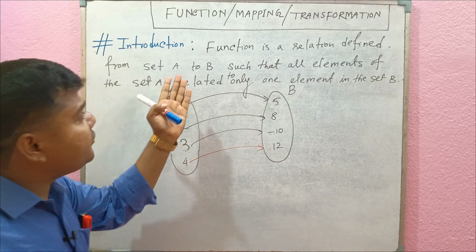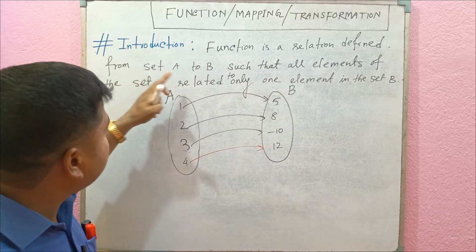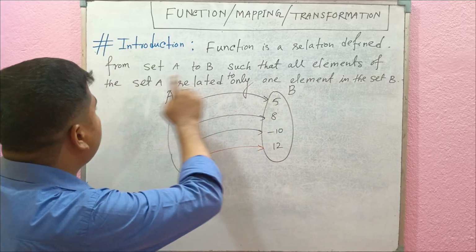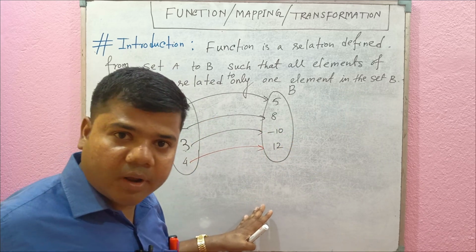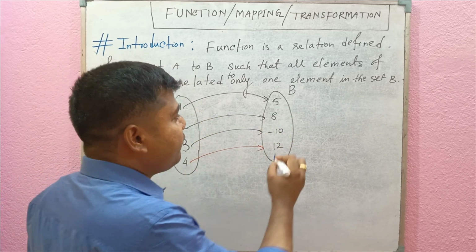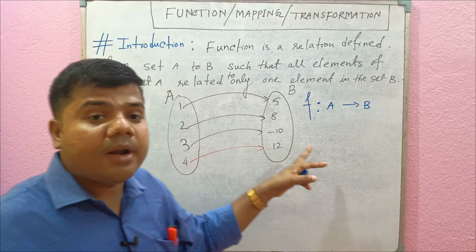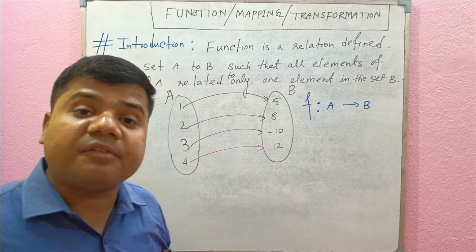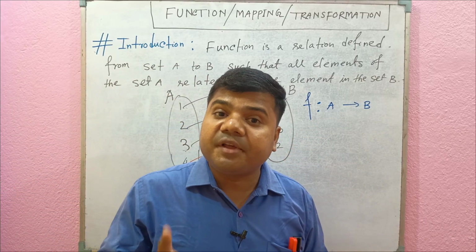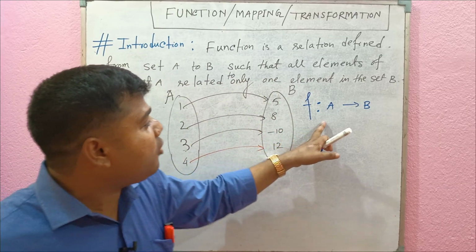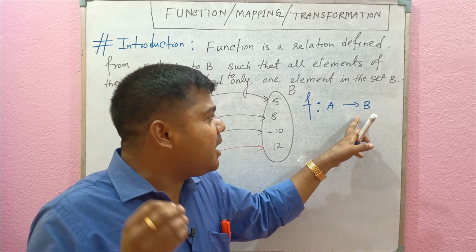Okay. A function is a special type of relation. A function is a relation defined from set A to B such that all elements of the set A are related to only one element in the set B. Mathematically, we can denote a function f maps A to B, where A and B are non-empty sets. In other words, let A and B be non-empty sets. A function is a rule that assigns all elements of A. All elements of A must map to an element of B.